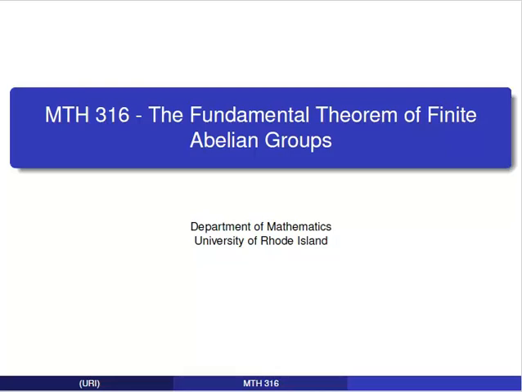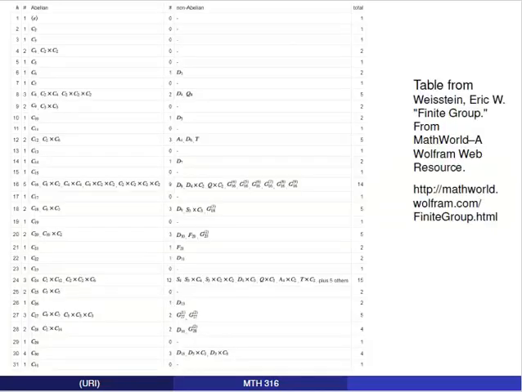Hello! In this video we're going to talk about the fundamental theorem of finite abelian groups. In many of the previous videos we've taken a look at this table, which is found on MathWorld, a Wolfram Web resource. In this table we have listed the finite groups of orders 1 through 31, divided into columns based on whether they're abelian or non-abelian, but each group of one of these orders is isomorphic to something in this list. Now we've noticed many patterns in this table.